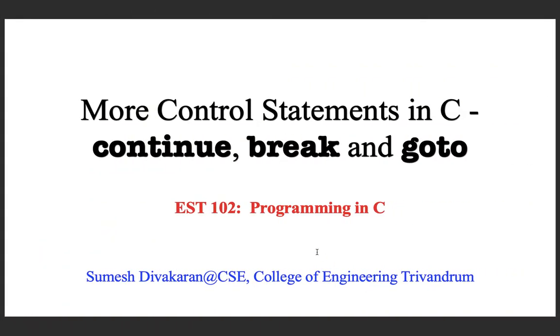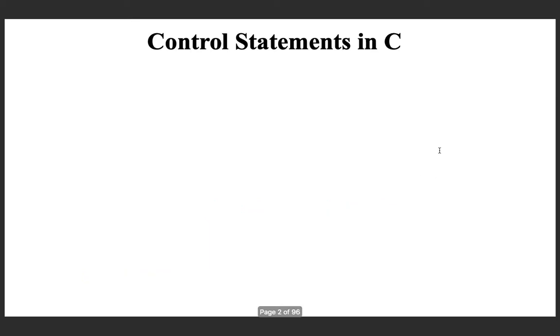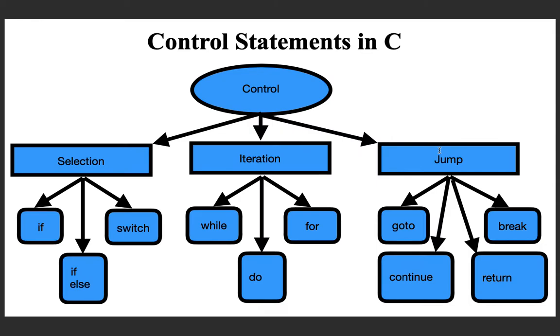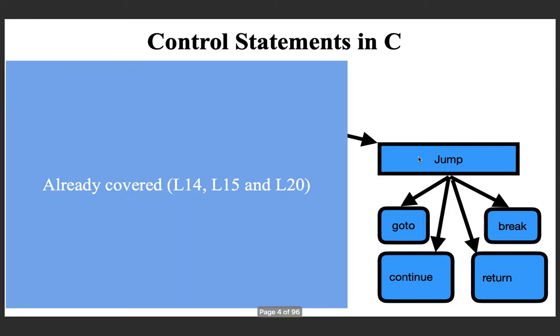Today, we are going to see four different control statements coming under the category of jump statements, and they are continue, break, goto, and return. So these are the various control statements in C.